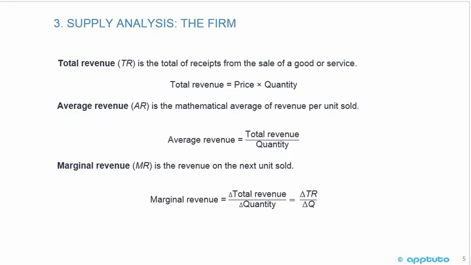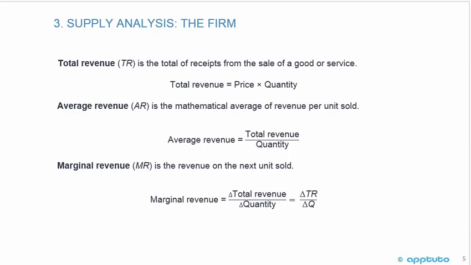And marginal revenue is the revenue on the next unit sold. So this is important when we get into the economics, when we're looking at marginal revenues and marginal cost. It's the revenue on the next unit sold. So it's the change in total revenue divided by the change in the quantity. And that change in quantity would be 1. And you'd look at what's the change in the total revenue?